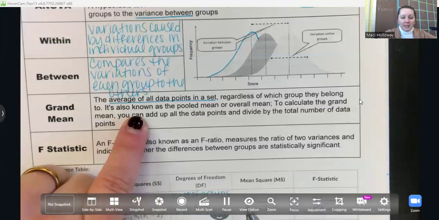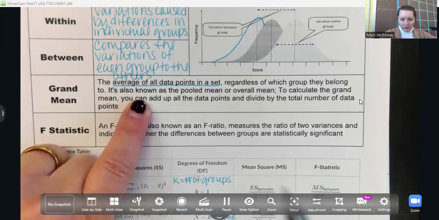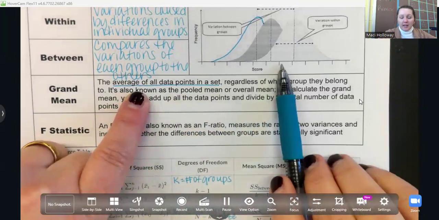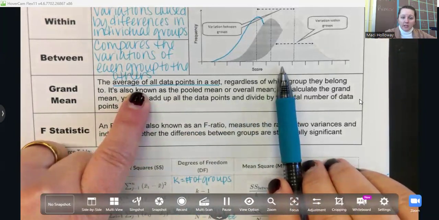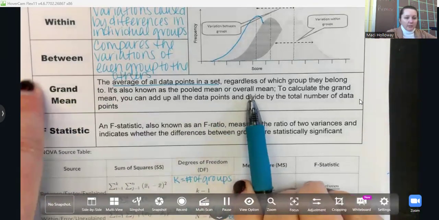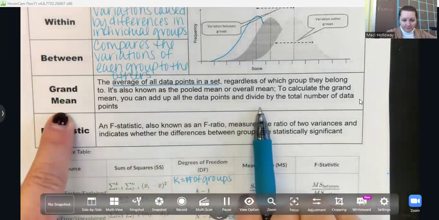So the grand mean here is another word that we're going to be discovering. It is the average of all the data points in a set. So let's say that I had 500 volunteers, or a sample of 500 people, come and do a caffeine test with all 3 different sodas: Fanta, Coke, and root beer. The average would be finding the caffeine effect of all 500 and then dividing it by the total number that were in my sample, which was 500, regardless of which group they belong to. It's also known as the pooled mean or the overall mean. We'll be using grand mean in OnRamps.